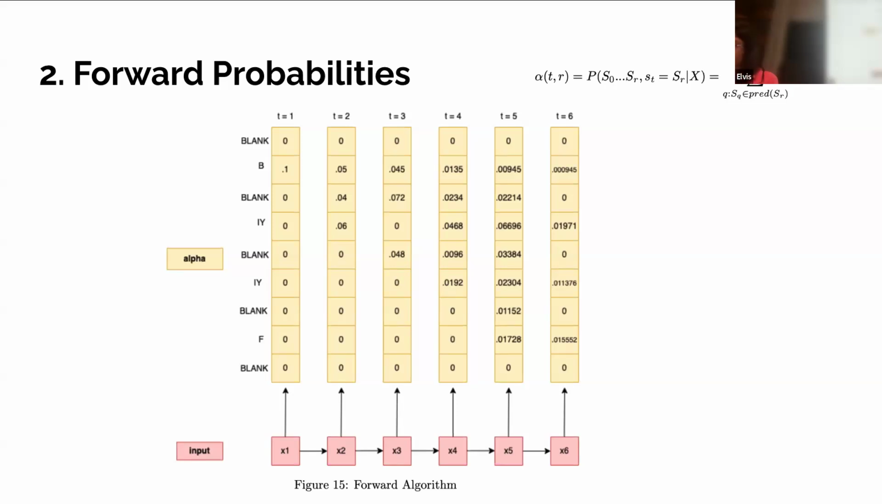Now at t equals 2, the probabilities start propagating forward, and influenced by previous values and the network predictions, we update the probabilities. The code for this forward algorithm would be given in the lecture slides. So please refer to that while implementing.